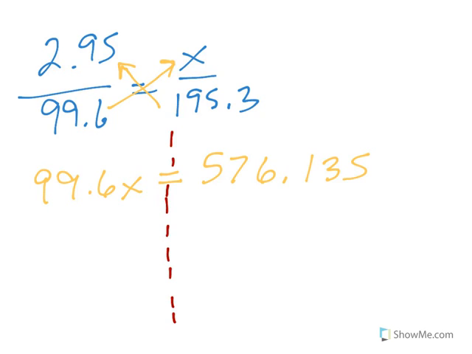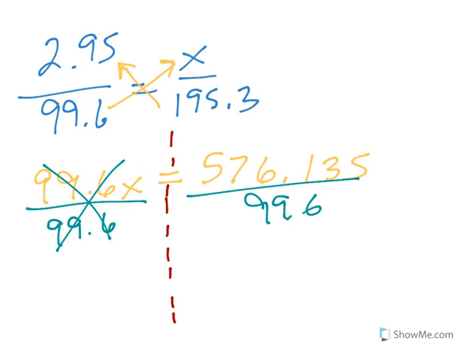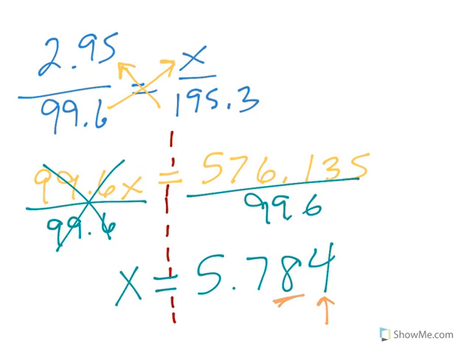So our equal sign splits this in two, and we will now divide both sides by 99.6 because that reduces down to 1, and I have 1x. So when I take 576.135 divided by 99.6, I get 5.784. And remember, we're talking about money. Money rounds to the nearest penny. That's 2 decimal places. So I look one past at the 4, 4 rounds down.